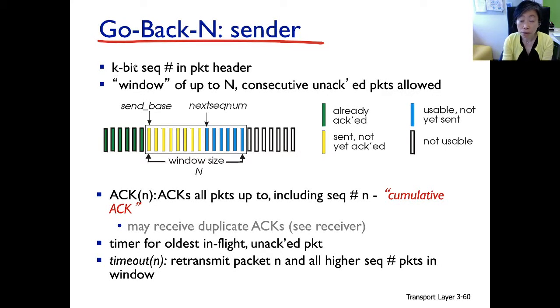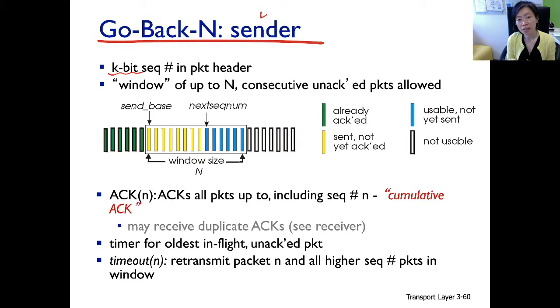Now let's look closer into the first category of the pipelined RDT, Go-Back-N. This is just the sender side, and we'll come to the receiver side in a couple of slides. First things first, the packet sequence number in Go-Back-N.